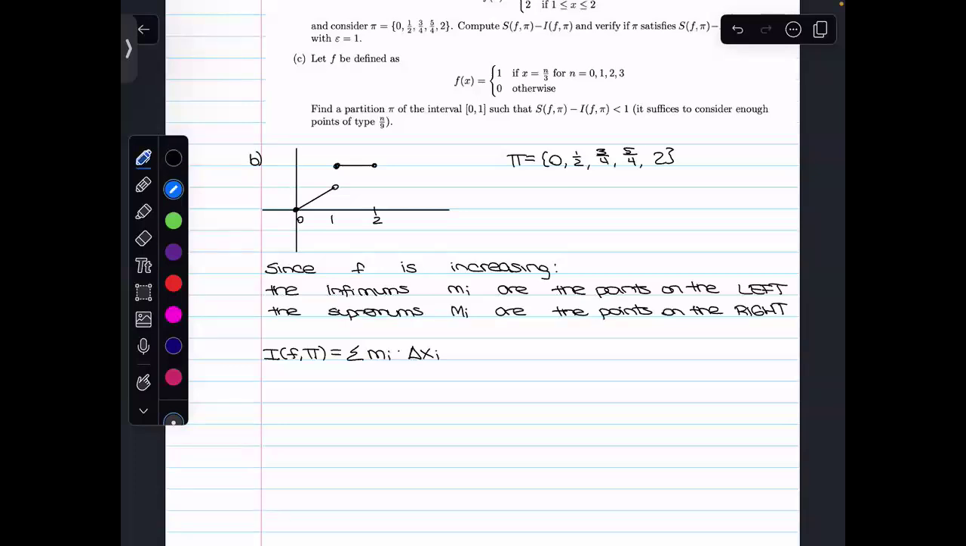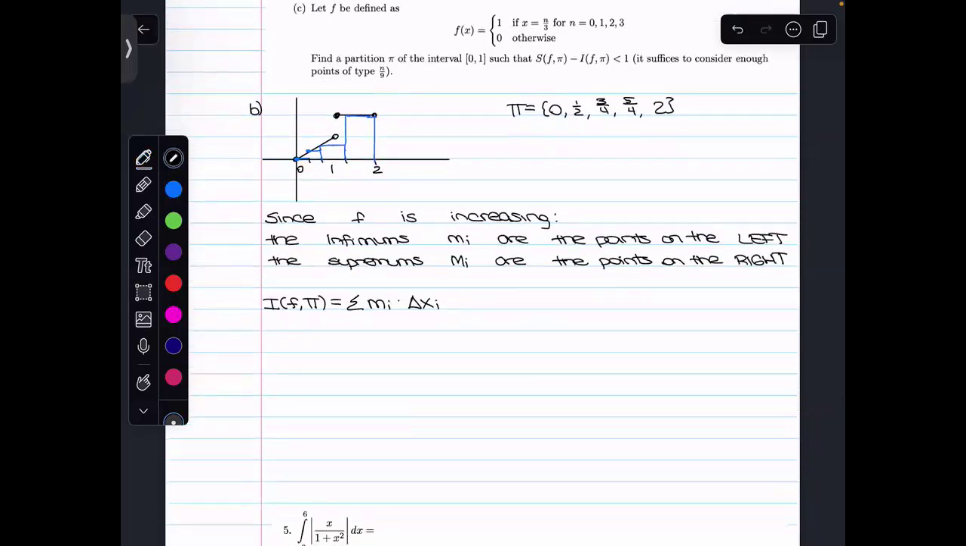So for example, we have 0, then 1/2, 3/4, and then 5/4. Those are our points. For the lower integral sum, you're going to take the infimum of each interval and then draw a rectangle. Since it's the points on the left, you're going to get something like this. My point is, it's going to be an under approximation of the actual definite integral. And then with the upper integral sum, we'll get an over approximation.